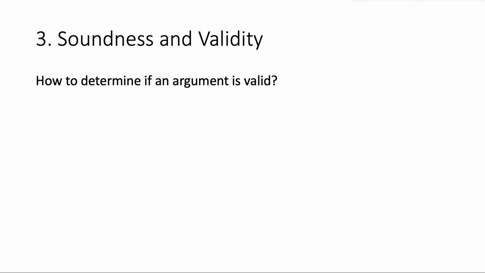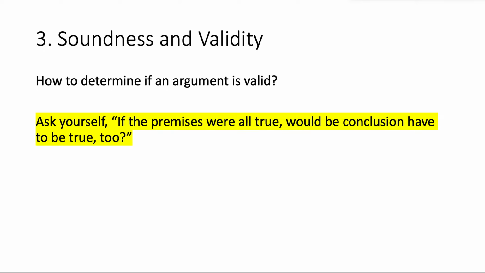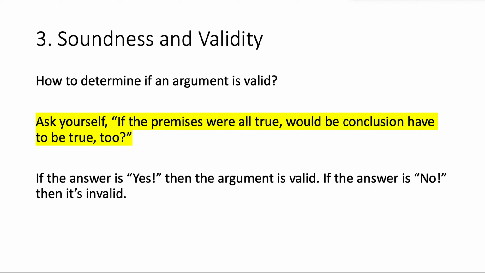How do we know if an argument is valid? I've already sort of said this, but let's write it up so it's super clear. You ask yourself this question: if the premises were all true, would the conclusion have to be true too? Let's imagine a world in which the premises were all true. Would it be the case in this world that the conclusion would have to be true? If the answer to that question is yes, then the argument is valid. If the answer is no, then it's invalid.